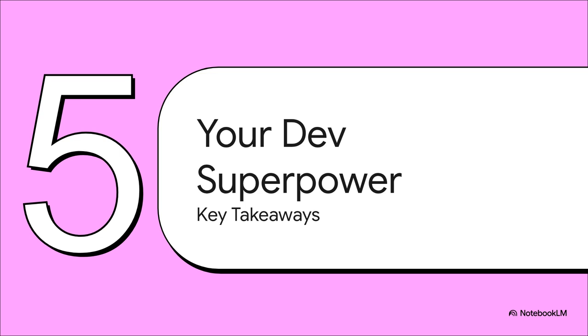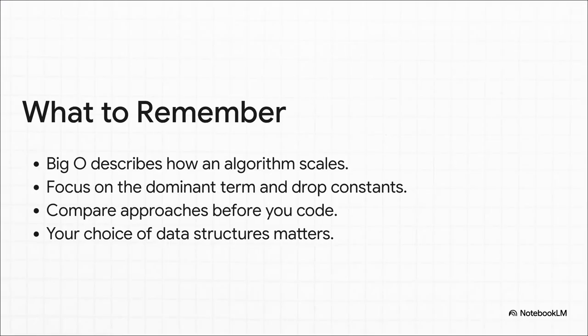Let's boil this all down into the key takeaways that really make this your developer superpower. So what are the big things to walk away with? First, remember that Big O is all about scaling. Second, the math is easy. Find the fastest growing part of your code and ignore the rest. And most importantly, use this as a design tool. Think about these trade-offs before you start coding, because as we just saw, your choice of data structure can have huge performance implications down the line.